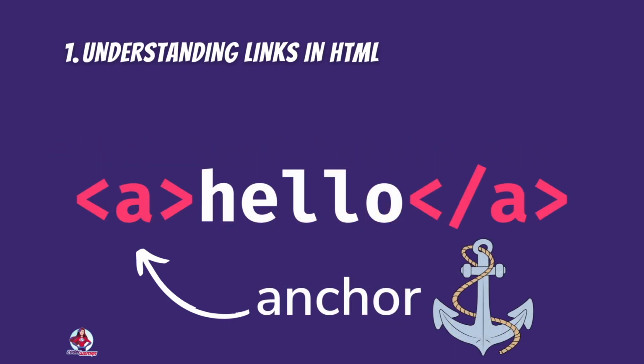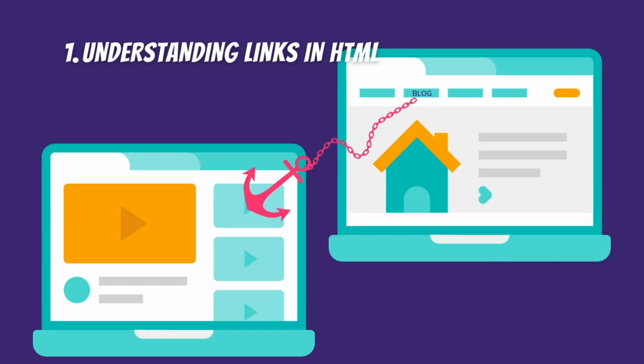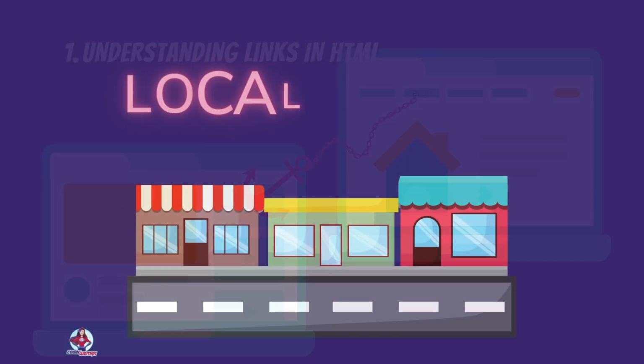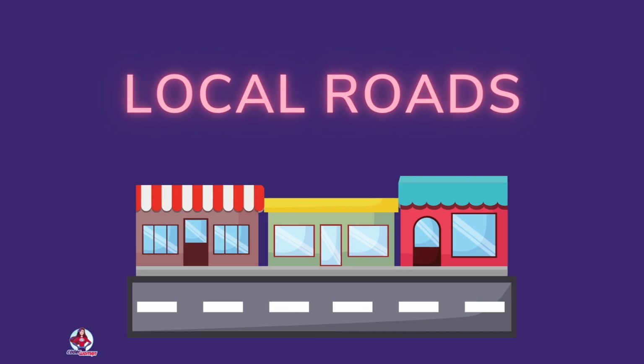So, where did the letter A come from? It's a shortcut for the anchor. And it's called this word because it works like a connection point in web development. It helps you create links that connect different pages or parts of the page, just like a real anchor keeps a ship in place. Okay, let's get back to our analogy of the city.